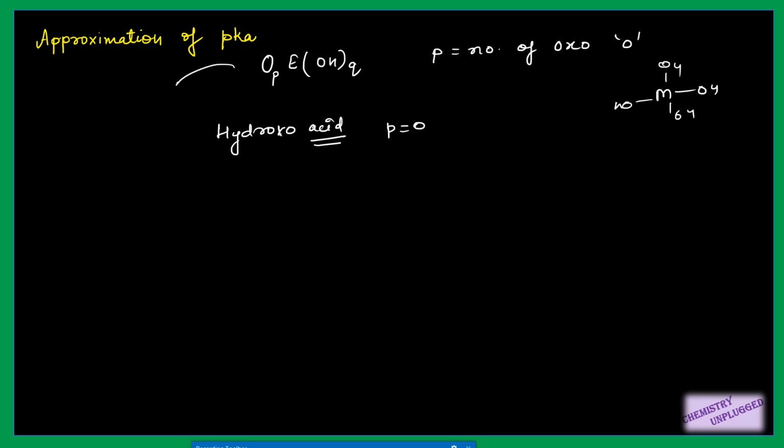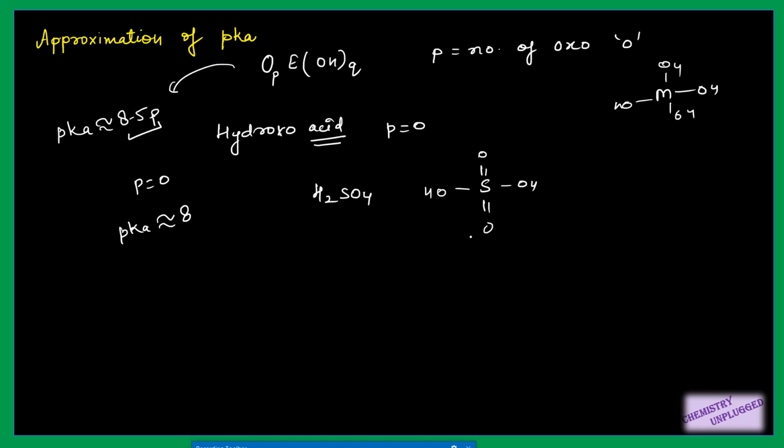So for this one, the pKa value is nearly equal to 8 minus 5p. So if p is 0, then the pKa value will be nearly equal to 8. In this way you can approximate the value. Suppose you have H2SO4, for this one you have this structure, the number of oxo groups is 2. If you place the value of 2 in this formula, you will get -2, and its pKa value is almost equal to -2.